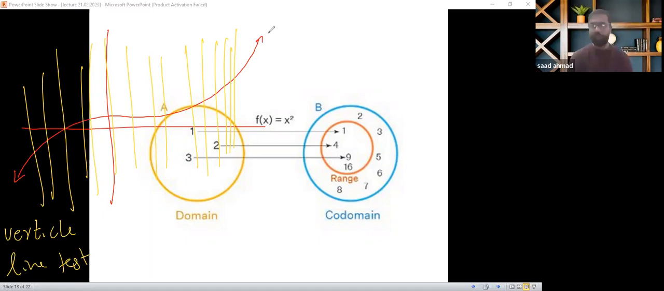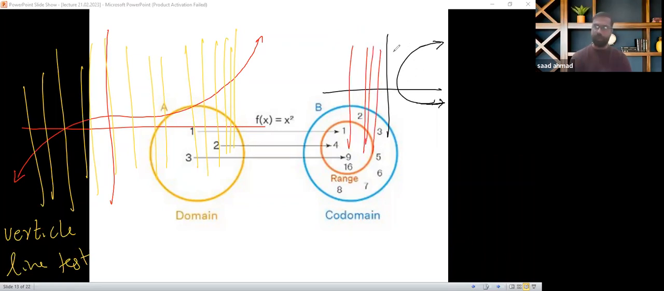Let's say I have a graph which looks like this. Now, if I draw vertical lines on it, there's no problem here. It's not crossing, not crossing, not crossing. But as I draw it here, you see it crossing the graph at two points. The x value is the input, and these are the y values. One x value corresponds to two y values. So this curve is not the graph of any function. It can be the graph of anything, but not of a function.